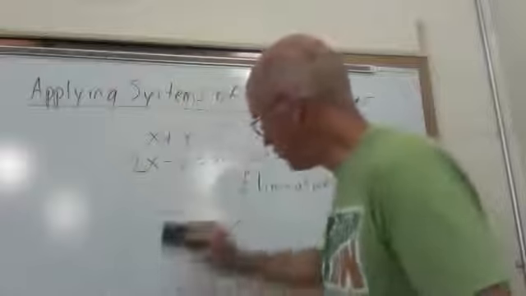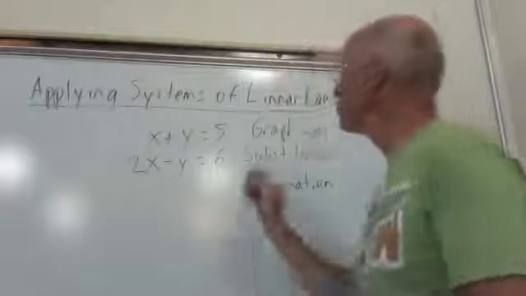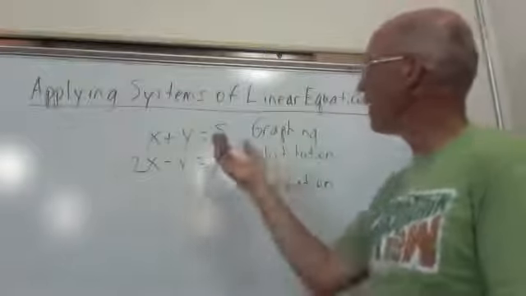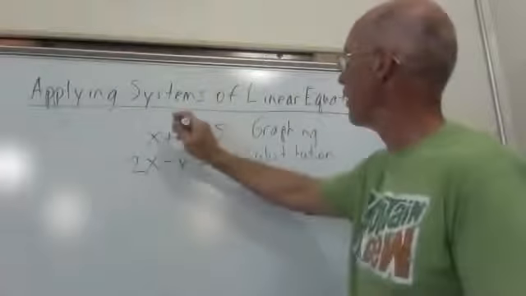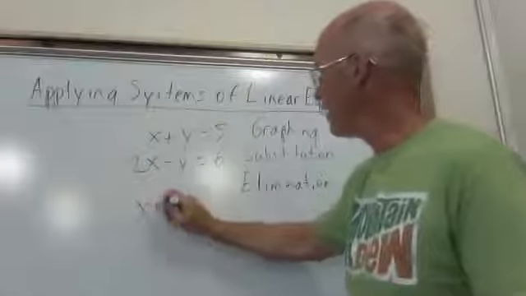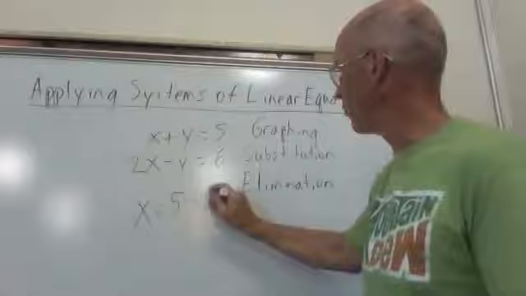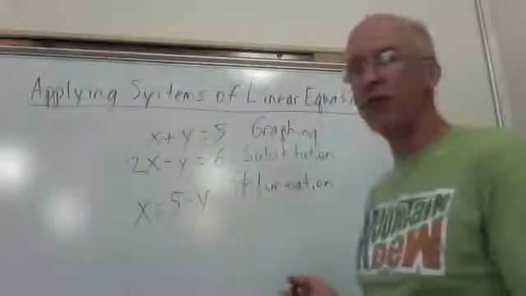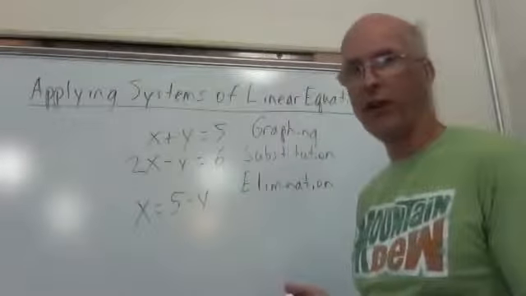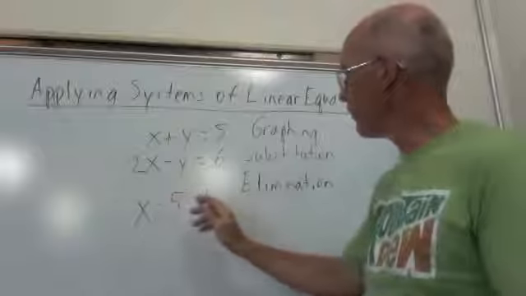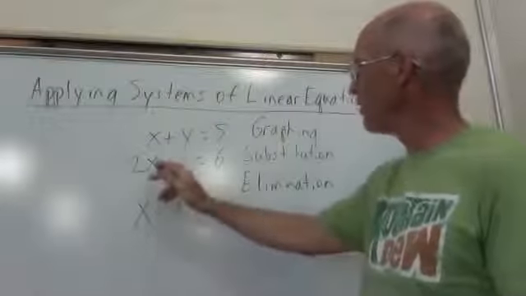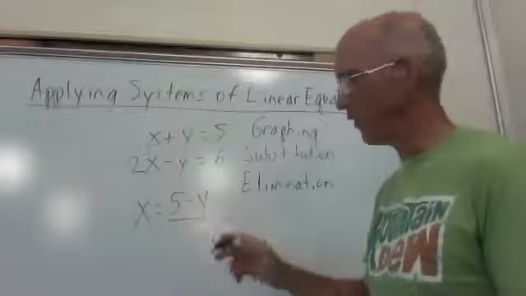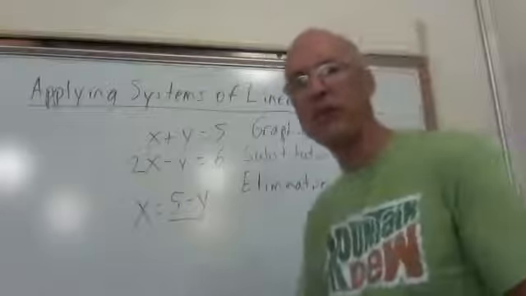With substitution, you would solve for one in terms of the other. Right now, this is not set up for substitution. If instead the top one was something like x equals 5 minus y, well, I would probably do substitution in this case because it's already set up for that. x is on one side and the rest is on the other. So wherever I see x here, I can substitute in this. It makes more sense to do substitution there.